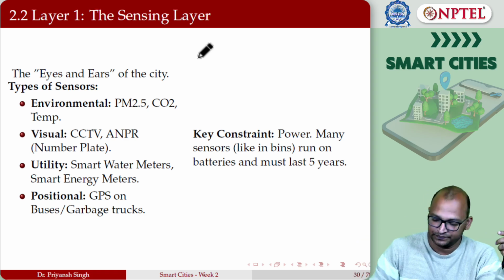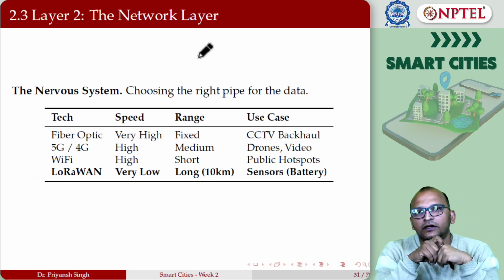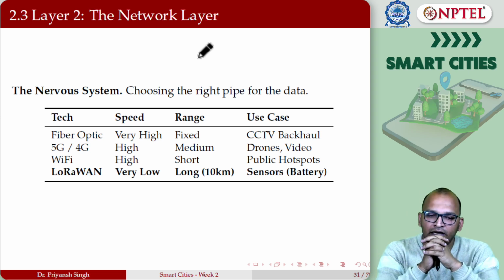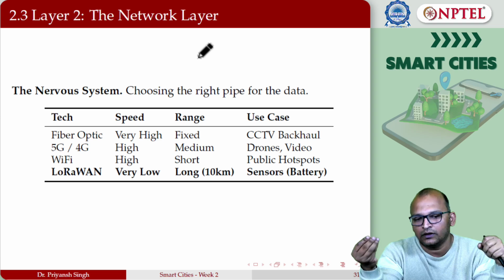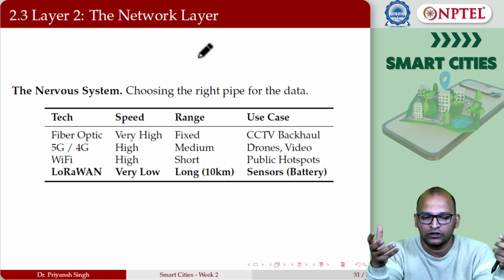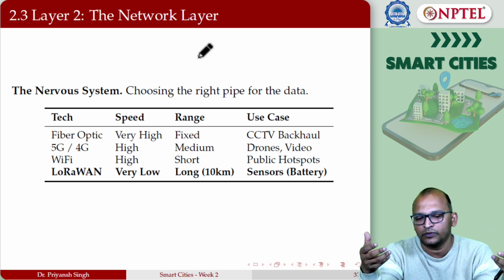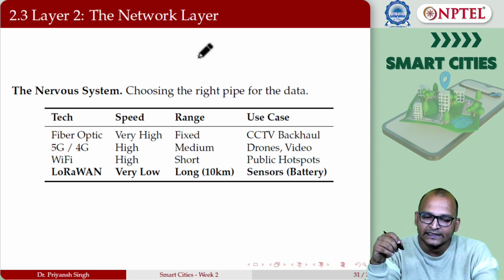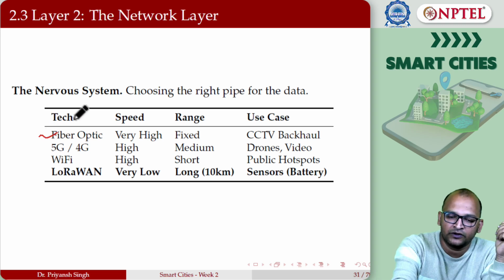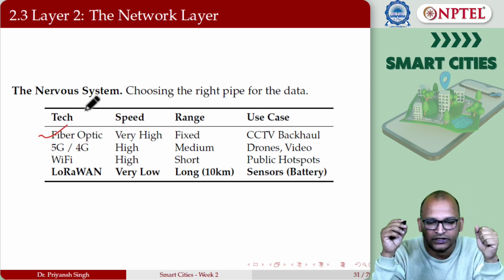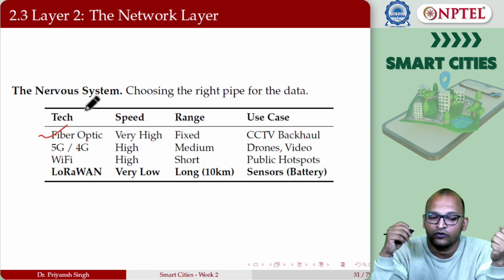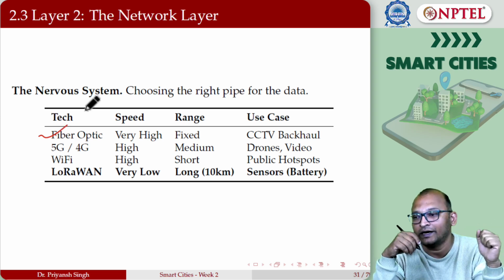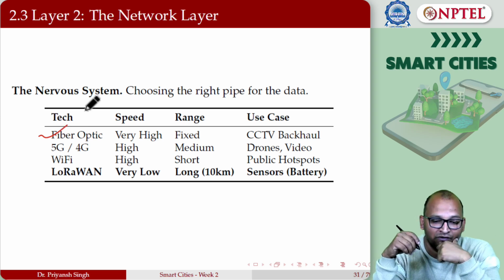Then we have the second layer, the network layer, where all the information collected from the sensing layer, or layer 1, will be conveyed. You can say this is a kind of pipe through which the information will flow. You may use different types of network systems, for example optic fiber technology, 5G or 4G, Wi-Fi, or a low range wide area network type of system, or LoRaWAN.